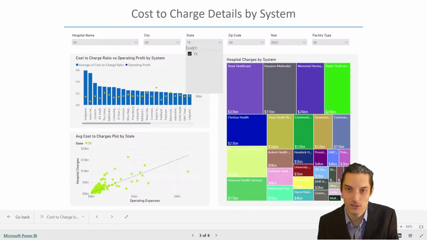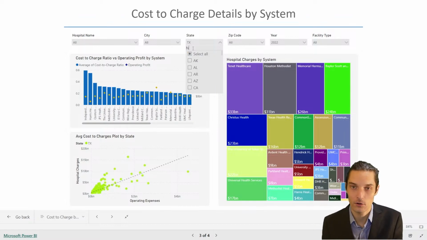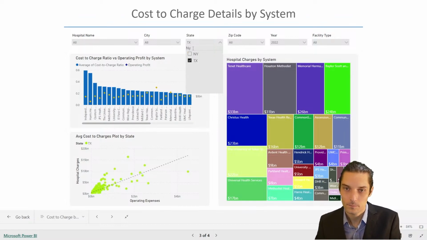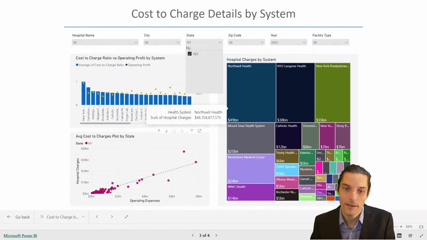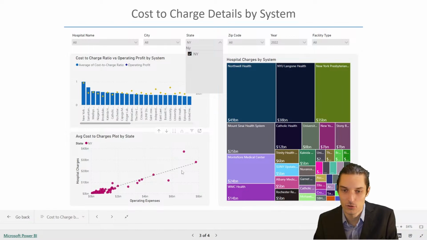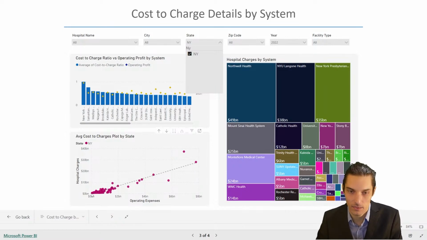Another state we can look at is New York, right? If we look at New York, it is also one of the largest states. The trend is more in line with California, so the cost of charges are not as steep as it is in Texas. If you look at Texas, the line is more like this. In New York and California, the line is less steep.